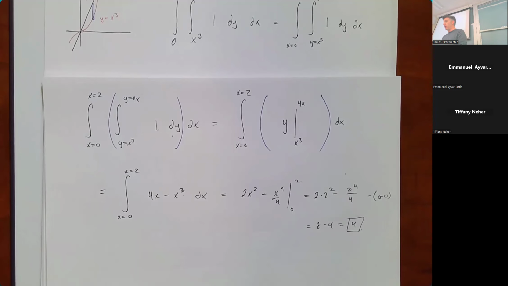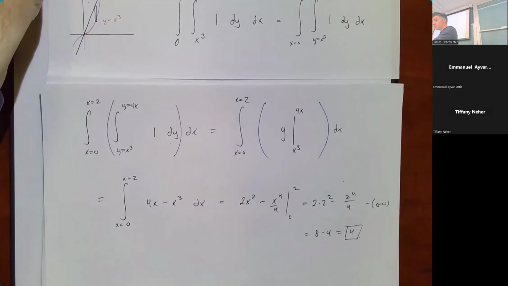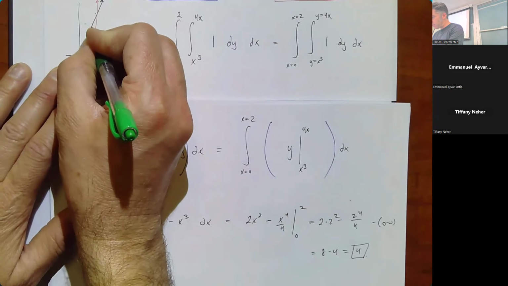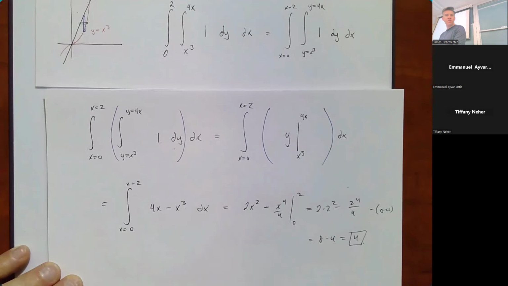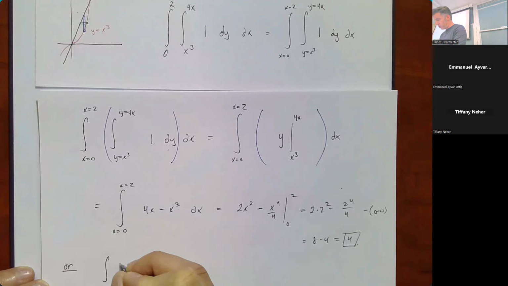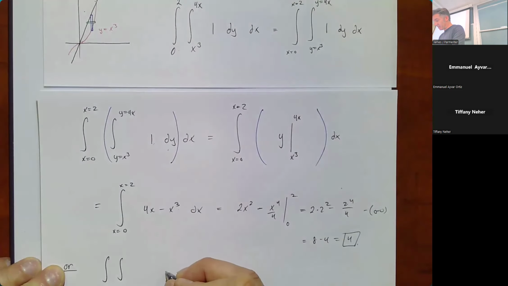I will also point out we could have done this one the other way using a horizontal cross section. So if we wanted to, instead of doing it the way we did it, we could have set this up as a different double integral. So again, if I'm doing it, I'm always looking from the inside out. So my inside is going to be a dx this time, and then dy.